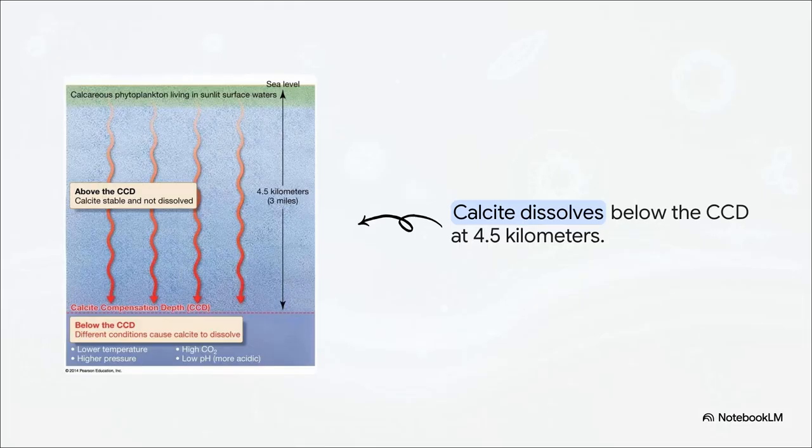Now, there is a major catch for those calcium carbonate shells. There's this invisible acid shield deep in the ocean called the calcite compensation depth, or the CCD. It sits at a depth of about 4.5 kilometers. Down there, the conditions, specifically the lower temperatures, higher pressure, and lower pH, cause calcite to dissolve. So as these calcareous shells sink below this invisible line, they literally dissolve away into the water, completely erasing that part of the hard drive.